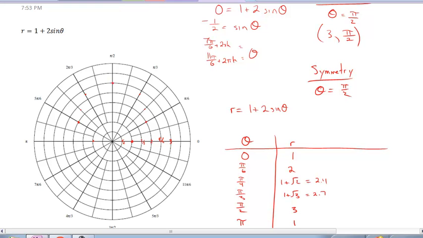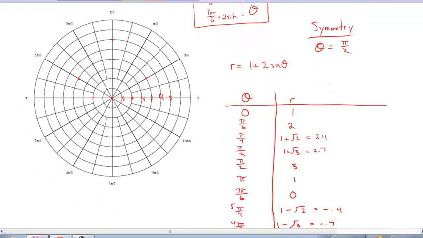Now we could assume that that's all the behavior and just connect it. Except we know, right, from the zeros that when I get to 7 pi over 6, that's a 0. And when I get back to 11 pi over 6, that's also a 0. And those aren't evenly spaced apart. So we've got to figure out something else that's going on here.